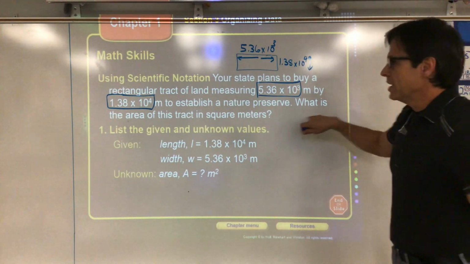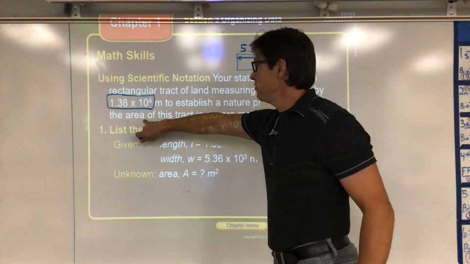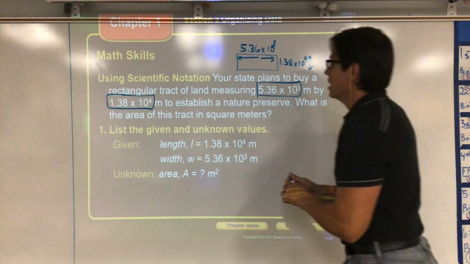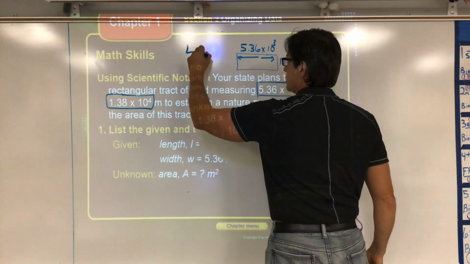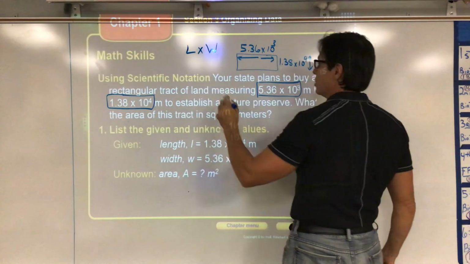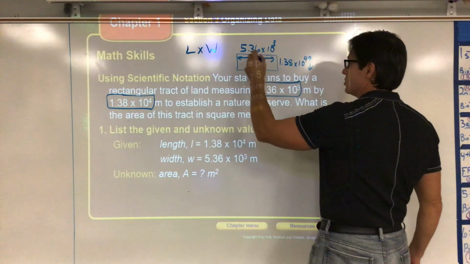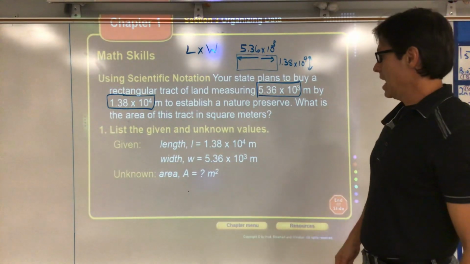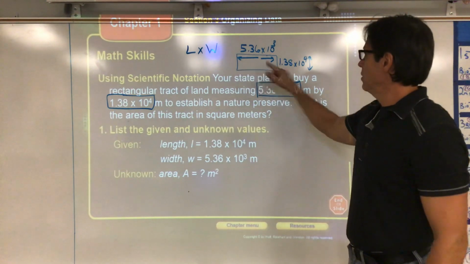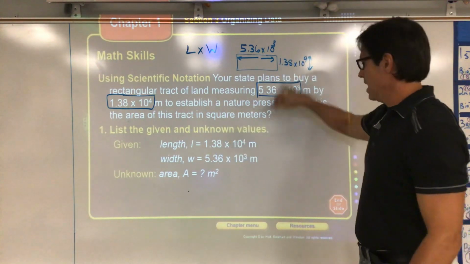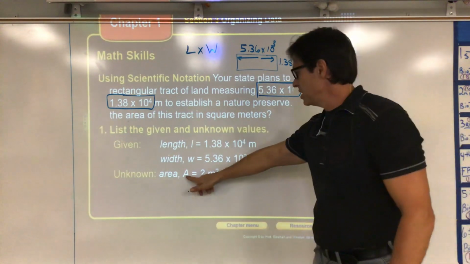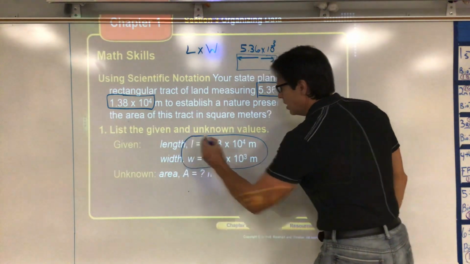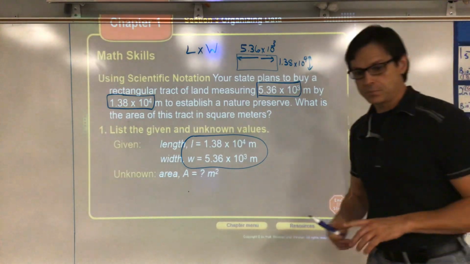So what is the area? There's a simple formula. What is the area of this tract in square meters? Area is length times width, as it showed earlier. So this is my length times my width. There's my length and width, two values, and it wants to know the area. So I'm going to multiply these two values together.